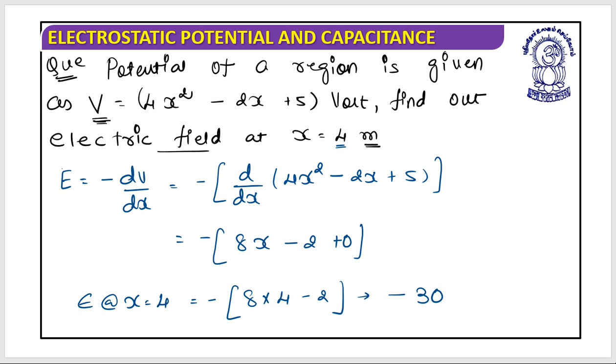What is the unit of electric field? Yes, one of the units is Newton per coulomb. Or you can derive it from here as well: it is volt per meter. So the answer is −30 volt per meter. Can you do this kind of thing? Are you sure? Can it be done by you guys? Yes. Let's look at the next question.